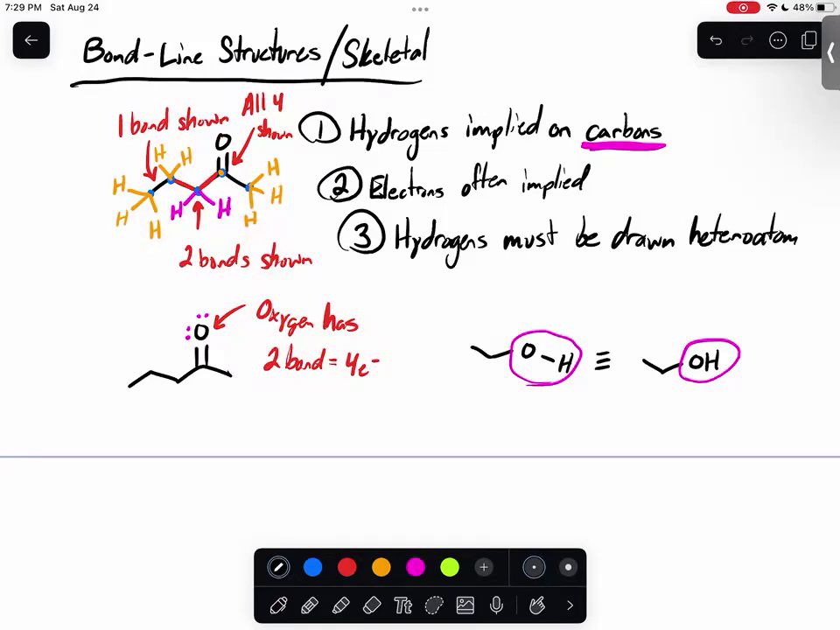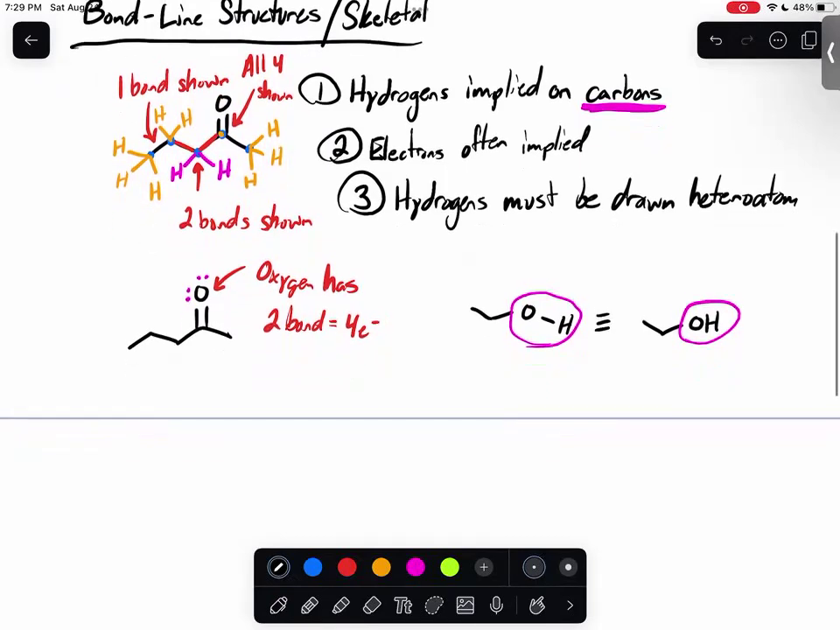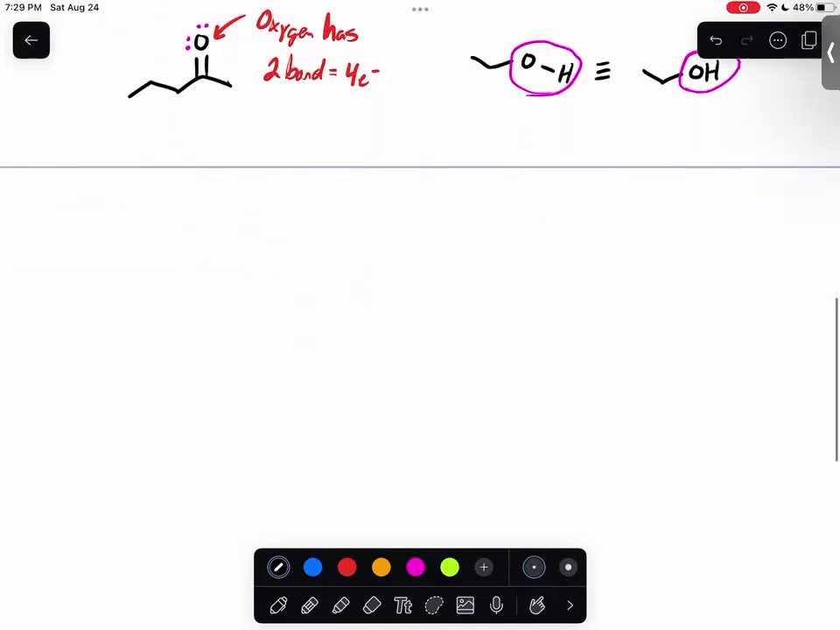So, with that being said, we're going to take a look at some bond line structures. And the first thing that we're going to do is practice our counting. All right, so practice hydrogen counting. So let's take a look at a structure here.